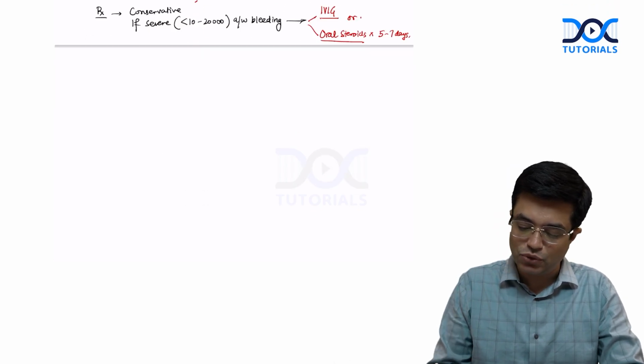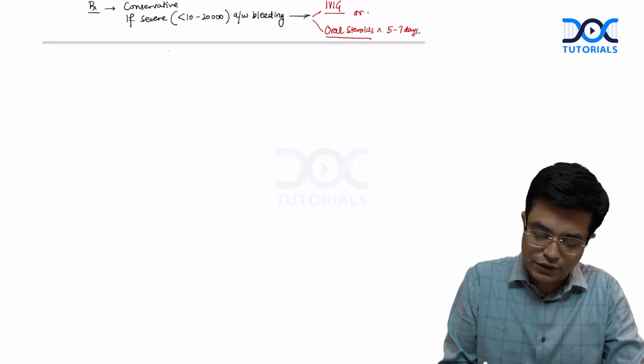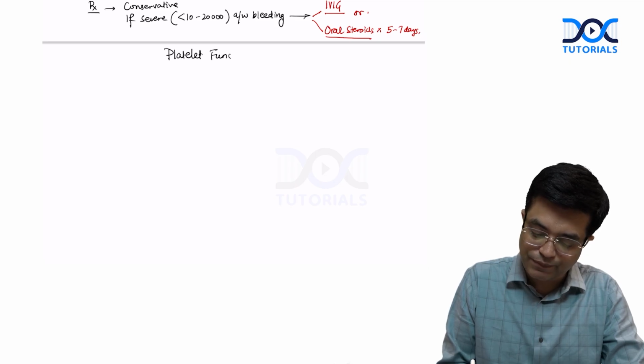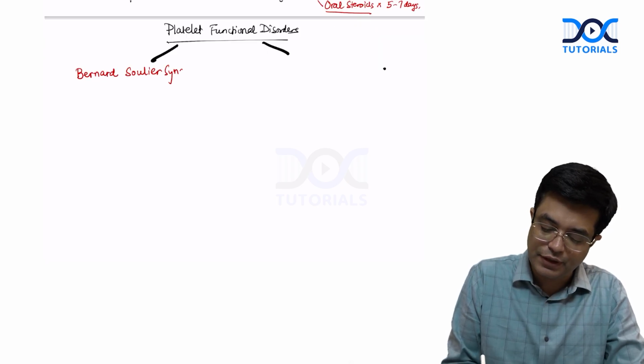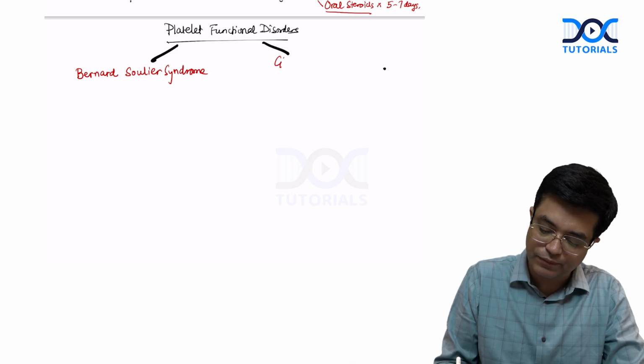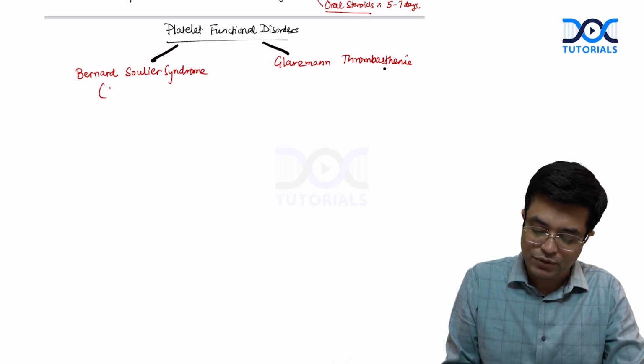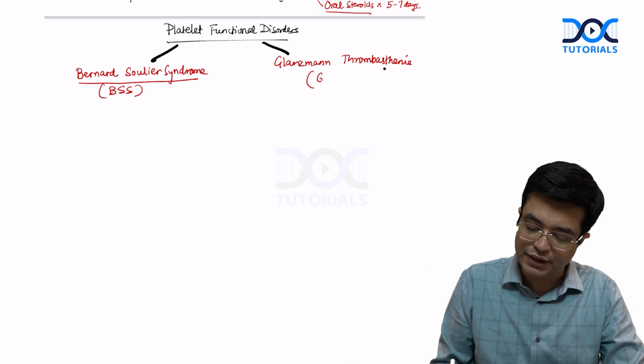Then we have the so-called platelet functional disorders. Two types of platelet functional disorders you already know. We have Bernard-Soulier syndrome and we have Glanzmann thrombasthenia. Bernard-Soulier syndrome, I'm writing it short as BSS. And Glanzmann thrombasthenia, I'm writing GT.